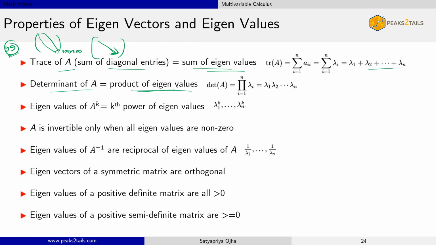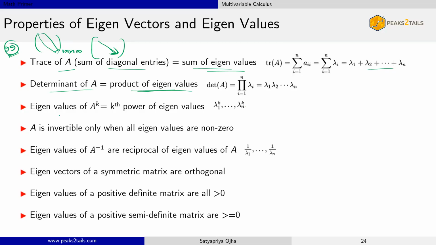So if it is a product of eigenvalues, then if one of the eigenvalues is 0, it's possible, that means the determinant will become 0, which means it is not full rank. All of these are connected. If one or more eigenvalues are 0, determinant becomes 0. If determinant becomes 0, it's a singular matrix or not full rank.